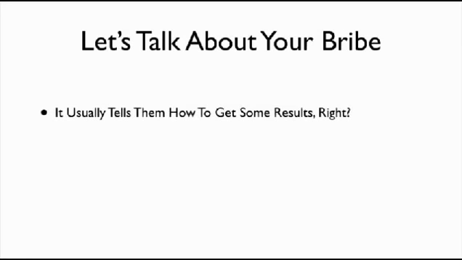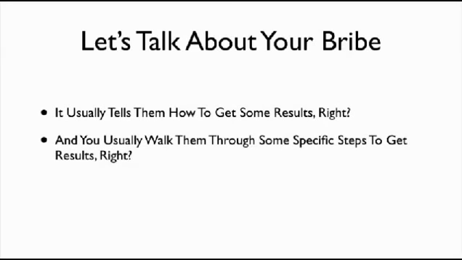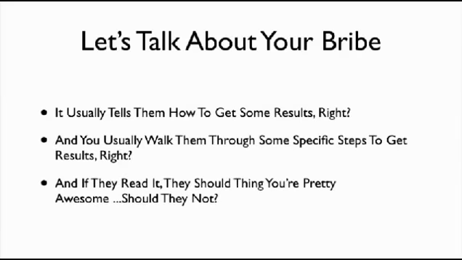So, your bribe usually tells them how to get some results, right? So if they're interested in losing weight, for example, you might walk them through some specific steps to lose some weight, right? I mean, obviously, you would want to do that to deliver on the promise of your bribe. Okay, so we're assuming that if you do a good job in your bribe, and they read it, they should think you're pretty awesome. Should they not? And there's no extra charge for the misspelling there in that last bullet. So yeah, if they read your bribe, they should think you're pretty awesome.